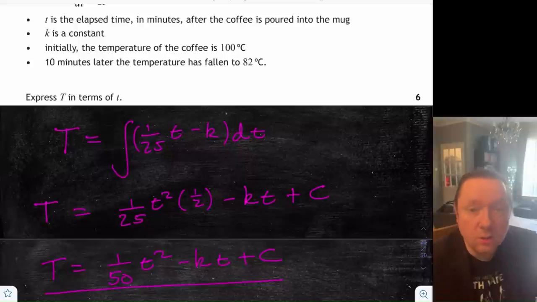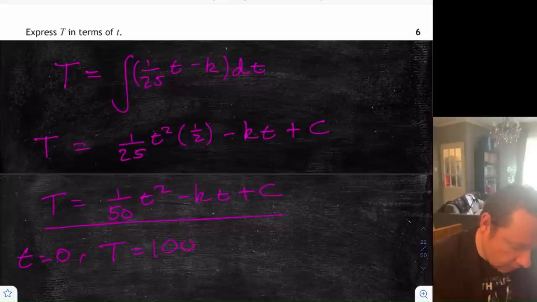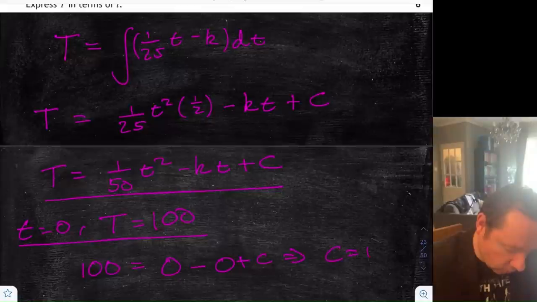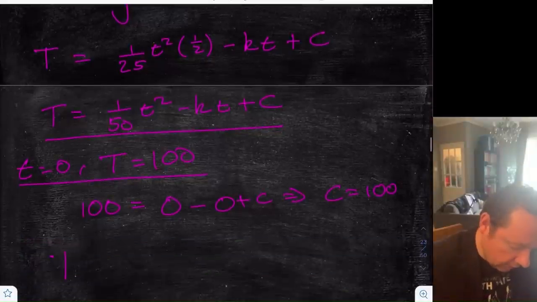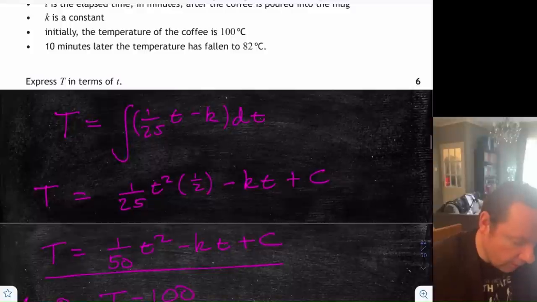So first step, we know that initially, when t is 0, the temperature is 100. So we can say that when t equals 0, big T equals 100. Subbing all that in, we get 100 equals 0 minus 0 plus c. In other words, c equals 100. So we've now got T equals 1/50th of t squared minus kt plus 100, but we need to find this K, so we've got an extra bit of information.